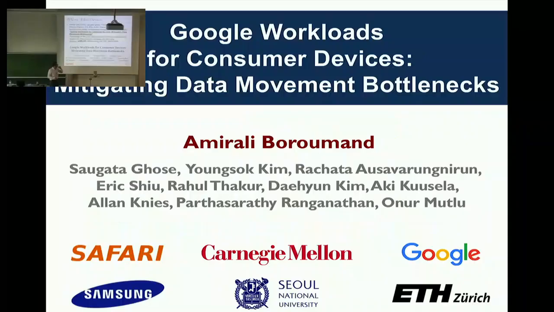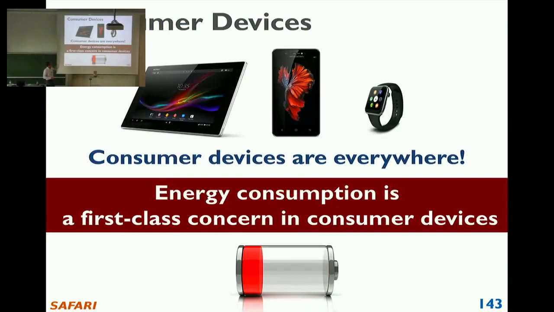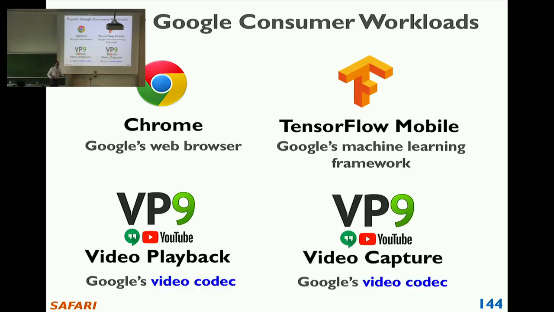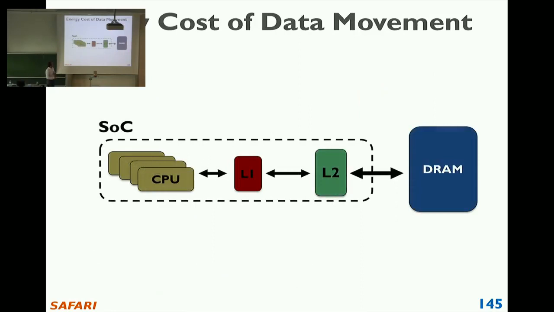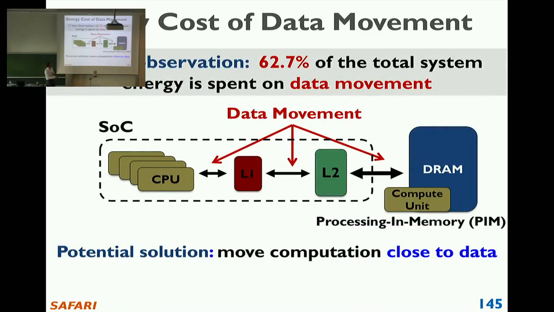Over the course of 1.5 years, we essentially analyzed some of the key workloads in these devices. Clearly, energy consumption is really important in these devices. And these workloads have counterparts in other systems also. But these workloads are very interesting, I think. Essentially, we found that more than 60% of the system energy is spent on data movement across the memory hierarchy. And we wanted to understand, can we mitigate this by putting some simple compute units inside the logic layer in main memory? Of course, a big challenge here is limited area and energy budget.